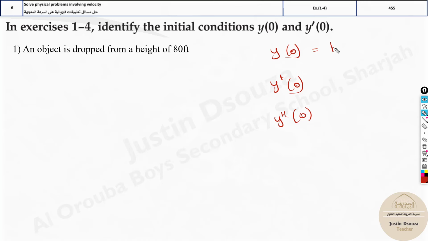This is basically the height. You can write it as height or position. Then this is velocity or the speed. And this is the acceleration.